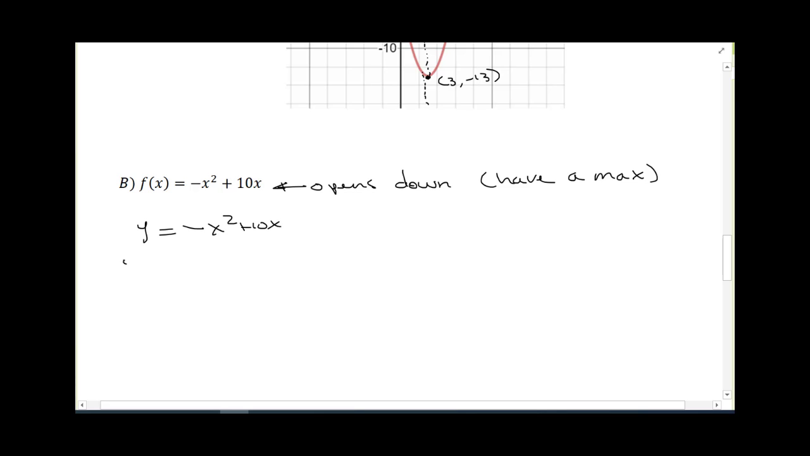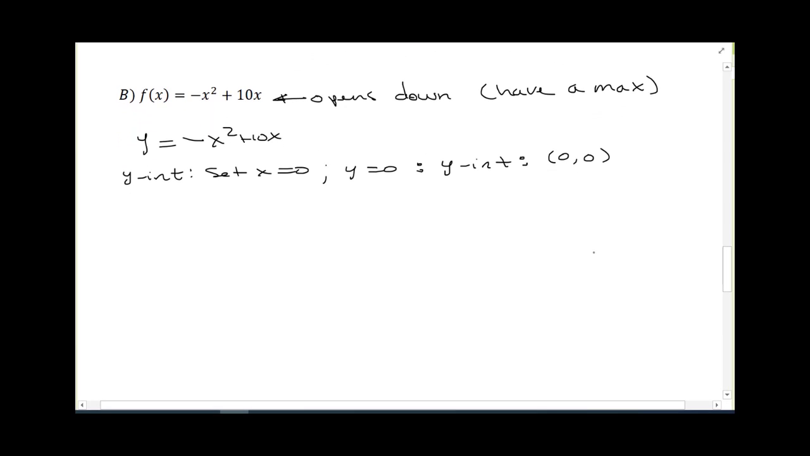If you find the y-intercept, so you set x equal to 0, notice that if x is 0, you're going to get y equals 0. So that means that the y-intercept is the point (0, 0). So at least we have that. Now we need the vertex and then do the mirror image and we'll have a graph of our parabola.